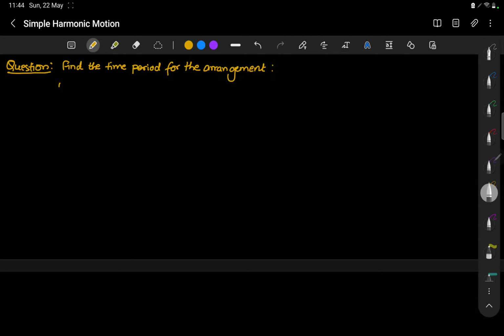For the following arrangement, we have a spring, a block of mass m, and then another spring attached to the wall. So spring constants k1 and k2 and the mass of the block m. So let us try and solve this question.